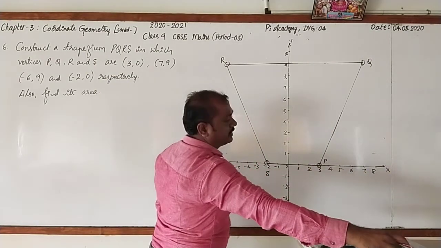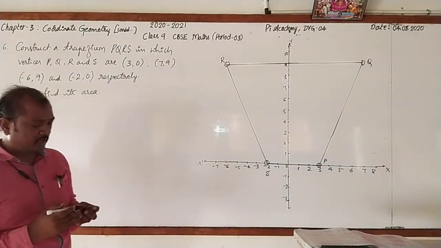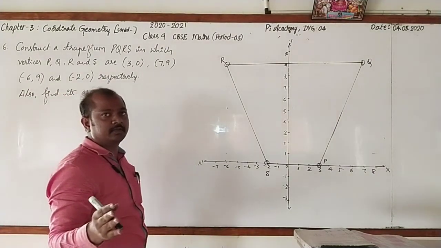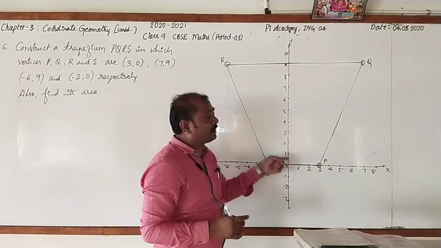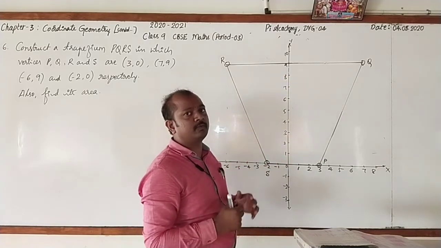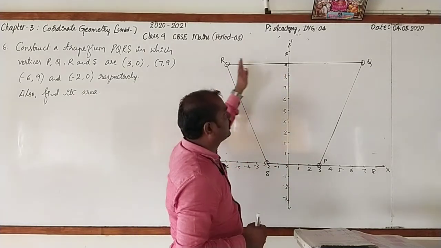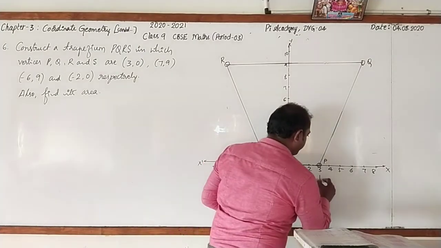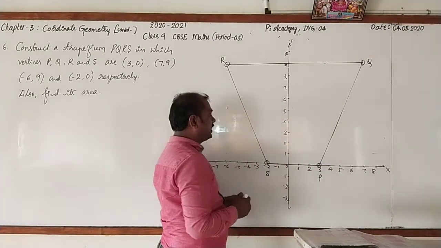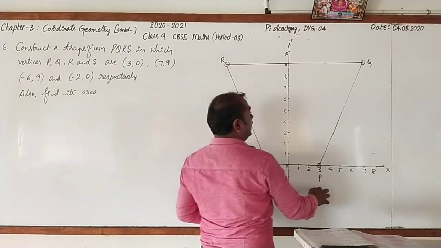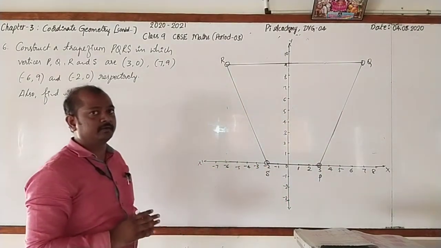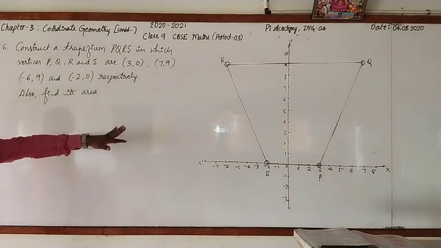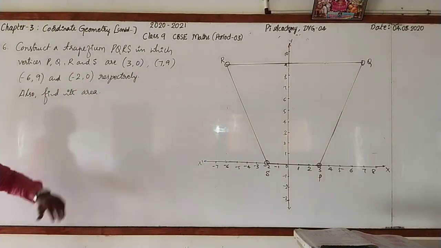This is a trapezium. How do you say that it is trapezium? We know that it is a quadrilateral in which one pair of opposite sides are parallel. Could you tell which are the parallel sides? Here, RQ is parallel to SP. Whereas SR and PQ, they are not parallel. That's why it is a trapezium. Okay, now we have constructed the trapezium using the coordinate points.